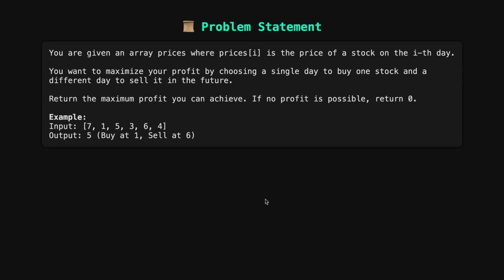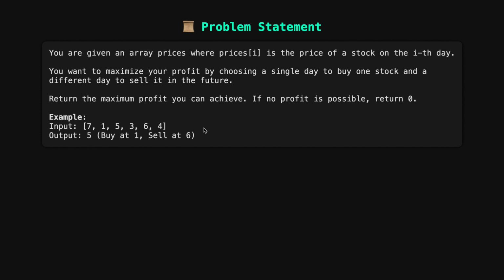Alright, so in this problem we are given an integer array called prices. Each element in this array represents the price of a given stock on that particular day. Our task is to figure out the maximum profit we can make by choosing just one day to buy the stock and another future day to sell it. The important restriction is that we can make only one such transaction, that is one buy and one sell. And if the prices just keep decreasing and there is no profit possible at all, we simply return 0 as our answer.